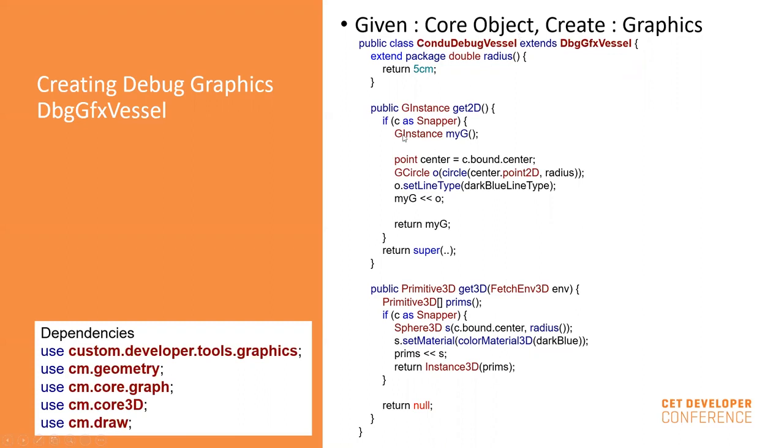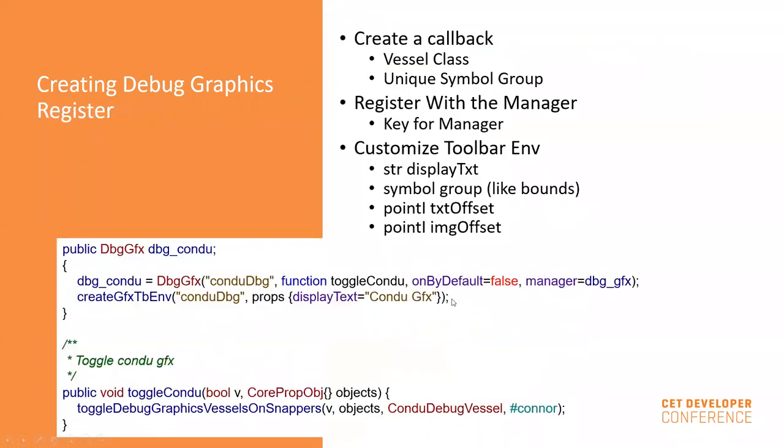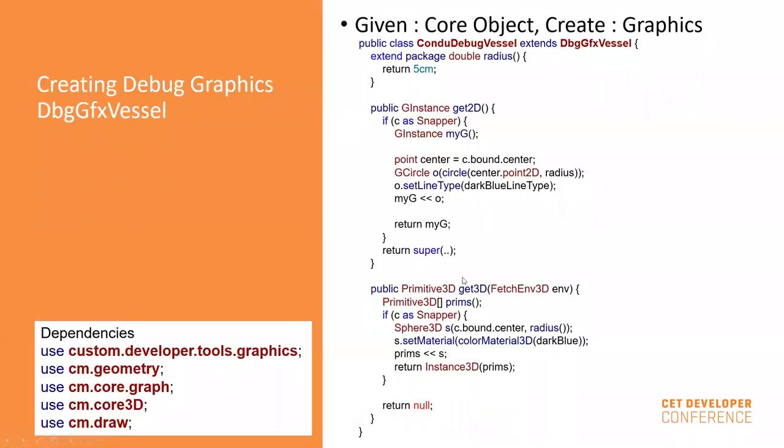You're given a core object C, which you can see inside this get2d. I'm casting it into a snapper. What you need to do is create graphics that are actually going to display. So inside my get2d, I cast C to a snapper, and I just create a little circle at the center point of my bound. And then inside of get3d, I have C as a snapper, and I have a sphere 3D that I create at the center, and then just return that. That's all I have inside of one of these debug graphics vessels.